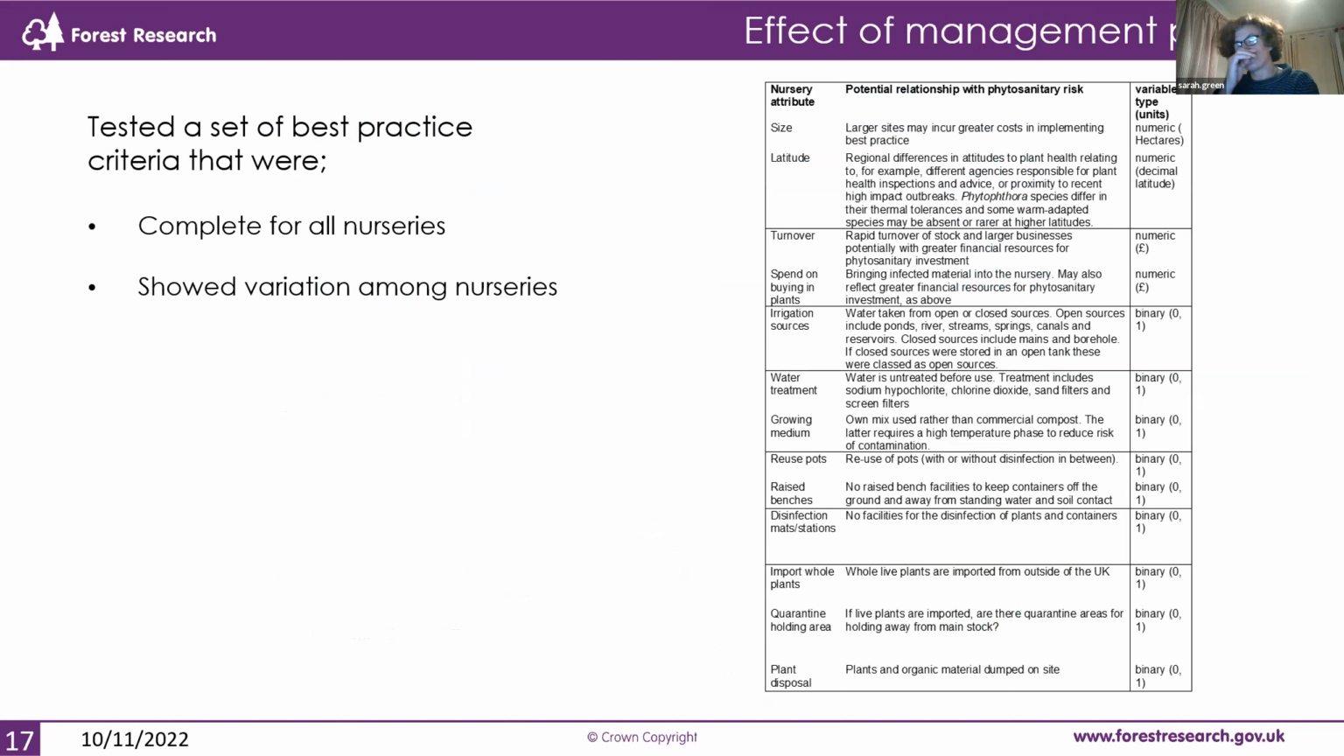So then we wanted to look at effective management practice, and so the modelers put together a list of best practice criteria that we were able to obtain for all nurseries, but that also showed variation among nurseries. So that included size, their latitude, turnover, what they spend on buying in plants, but also irrigation sources. Do they use open or closed water sources? Do they treat water or not?